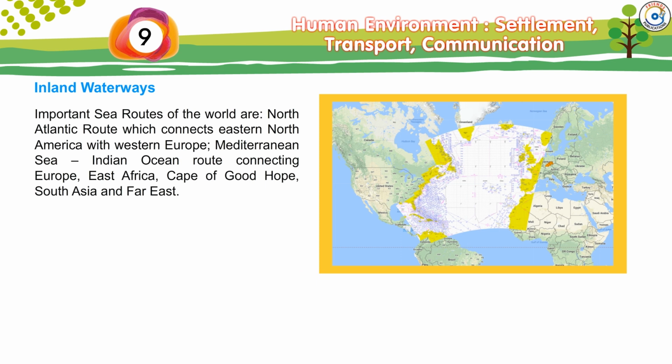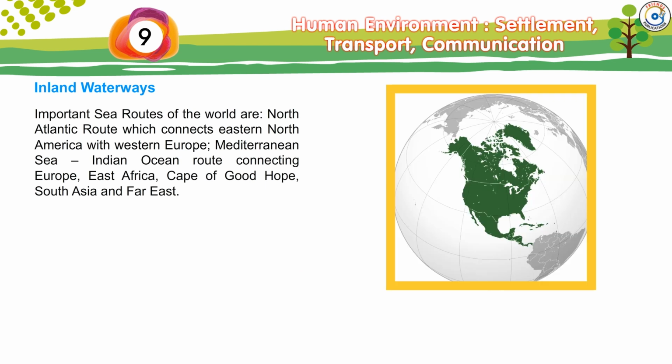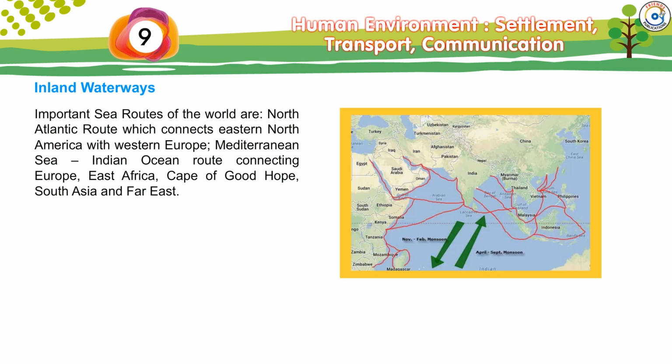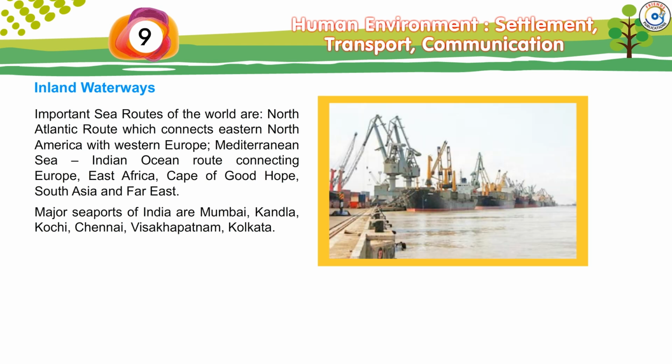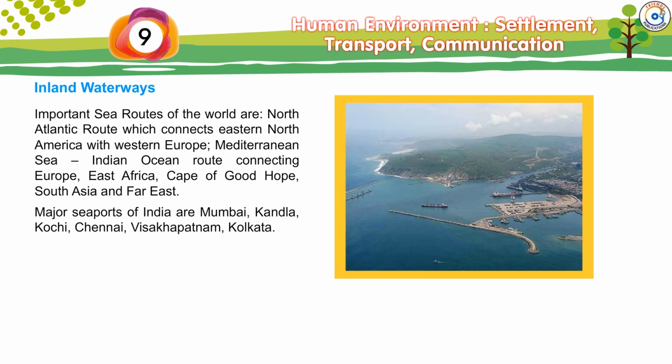Important sea routes of the world are North Atlantic route, which connects eastern North America with western Europe, Mediterranean Sea, Indian Ocean route connecting Europe, East Africa, Cape of Good Hope, South Asia and Far East. Major seaports of India are Mumbai, Kandla, Kochi, Chennai, Vishakhapatnam, Kolkata.